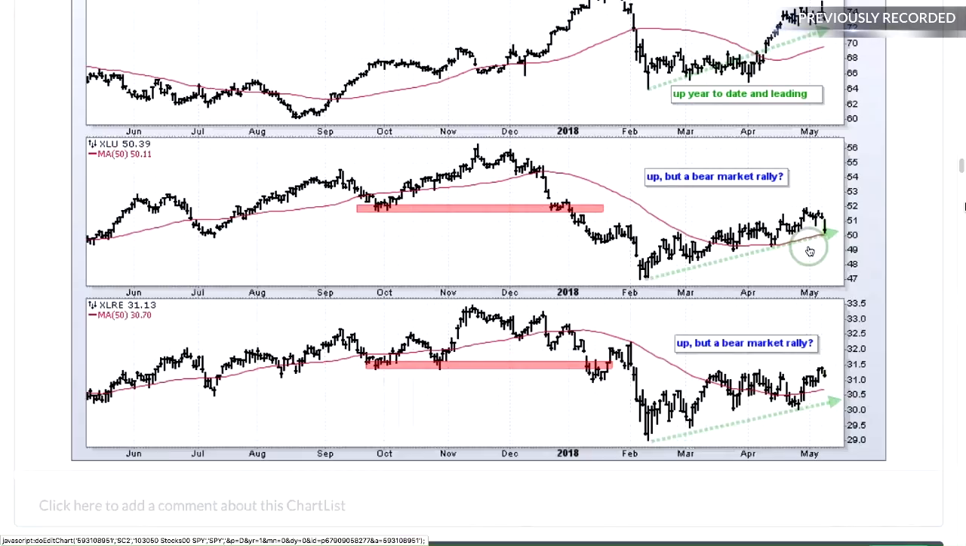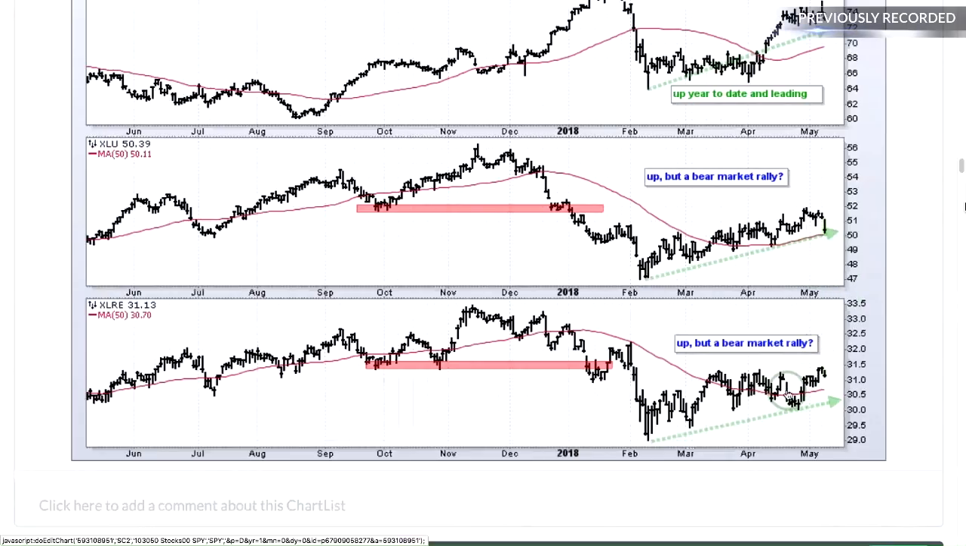I think bonds are in a bear market. And I think those two are correlated. You can see the breakdown there. And I think this is a bear market rally. And now we got this sharp decline. So this is like a rising wedge. And I think we're going to eventually break down and move to new lows for utilities.